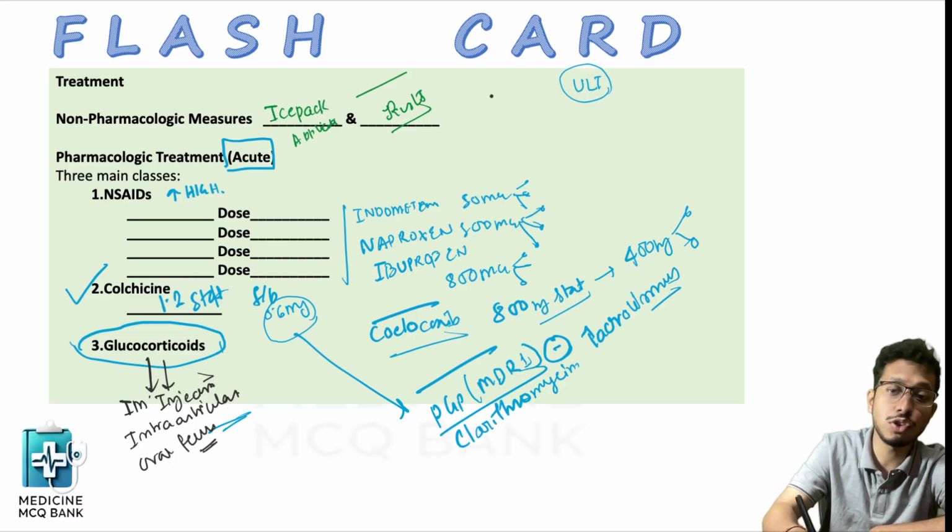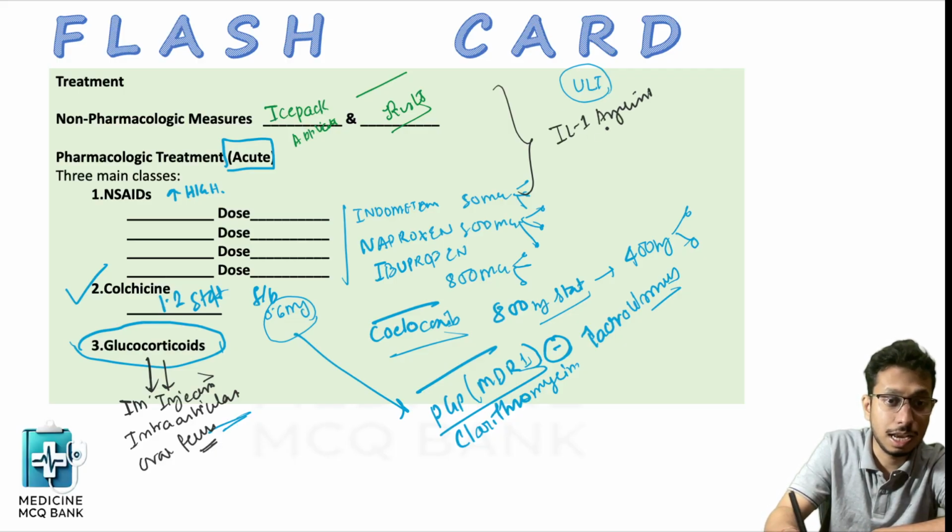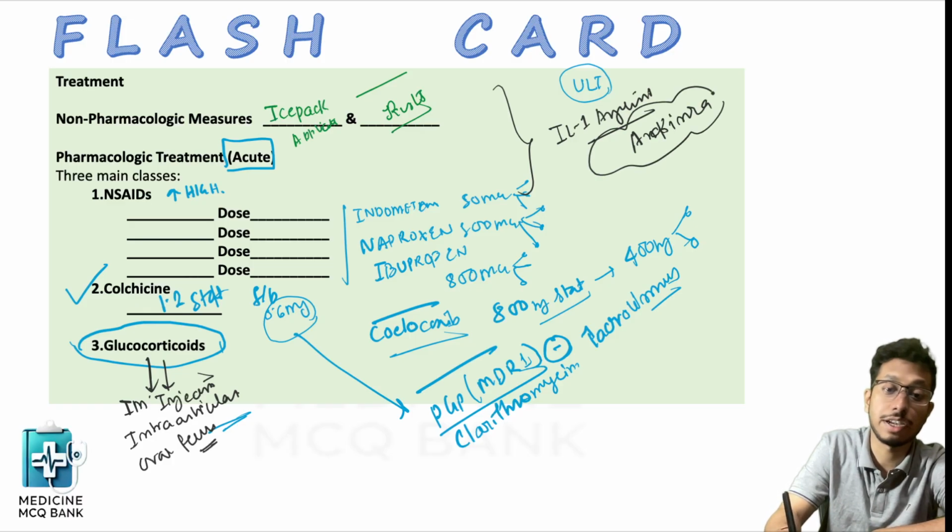Now, when all of those treatment modalities fail, what we have is known as an interleukin 1 antagonist like anakinra, right? It is only preferred when the patient is refractory to the standard treatment, or refractory gout is the choice in which anakinra we should try.